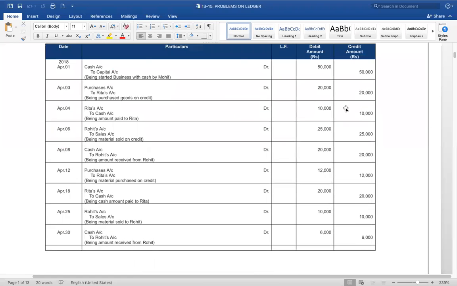Now, from this journal, we had to open the accounts individually. You have to open cash account, capital account, purchases account, Rita's account, sales account, and Rohit's account, and I think that's it. Okay, let's begin with the cash account.